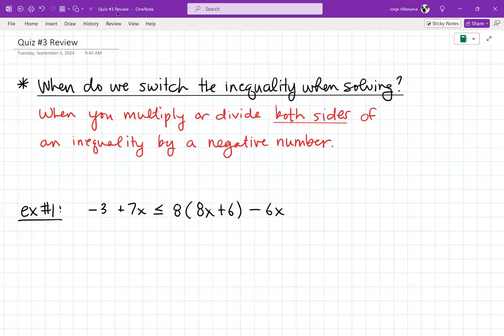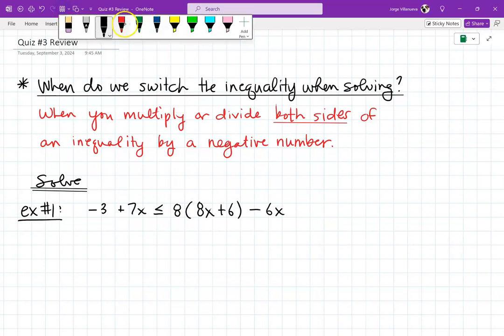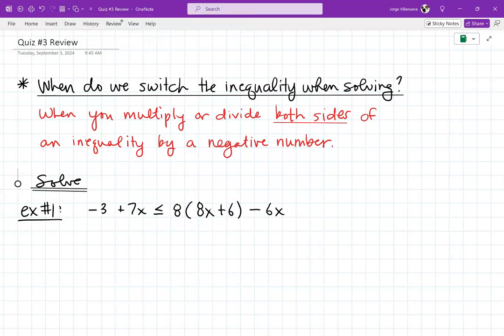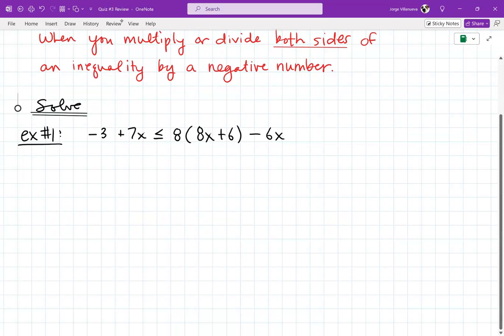And we want to solve this, okay? I'm going to put solve up here just as the overall directions for everything. So we are going to distribute, right? Try to see if you can beat me to the end of these things. But we are going to distribute this. Okay, so let's start with this 8 right here. So negative 3 plus 7x less than or equal to 64x plus 48 minus 6x.